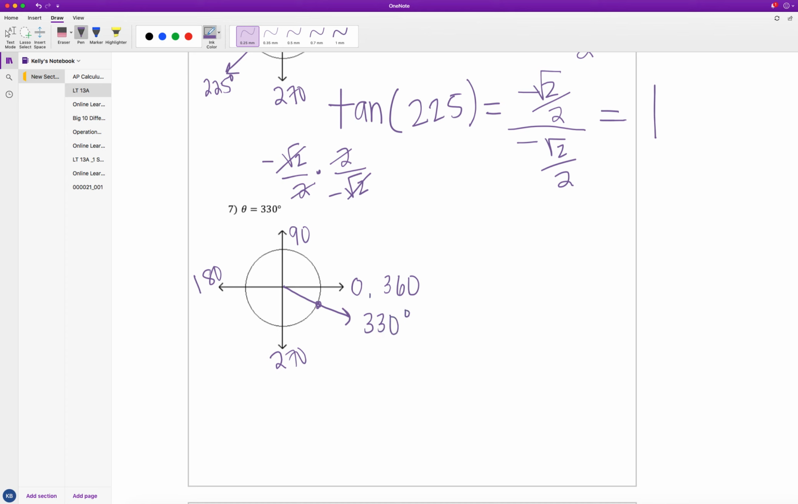Cosine is the adjacent side, so if I'm at my reference angle of 30 degrees, the adjacent side is √3/2 over my hypotenuse of 1, so √3/2 then. Now tangent, as we've noticed, is the one that requires some more work sometimes, just because we have to simplify.